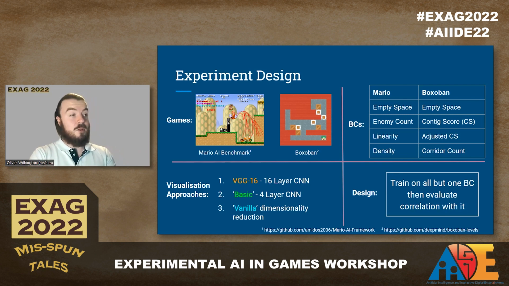In terms of the visualization approaches, we looked at 3 in total, 2 CNN-based and 1 benchmark. We implemented VGG16, which is a state-of-the-art convolutional neural network, which has been very performant at image classification. So we hoped it would perform well here because there's significant similarity between 2D levels and 2D images. To benchmark its performance, we also implemented a much more computationally light, simple convolutional neural network. And also this technique we call vanilla dimensionality reduction, which I won't go into too much here. It's a technique that I talked about at the conference on games a couple of months ago.